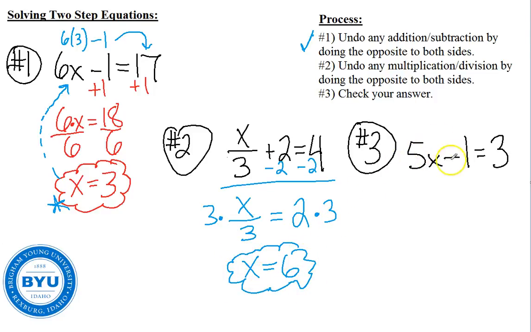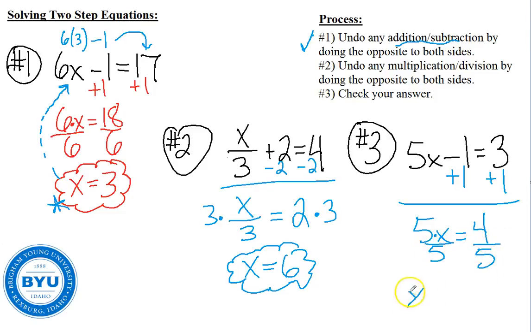This last one, 5x minus 1 equals 3. I'm going to undo my addition and subtraction first. So instead of minus 1, I'm going to plus 1 to both sides. When I do that, I get 5x equals 4. I'm going to now need to undo this times by 5. To undo times by 5, we divide by 5. And I get x equals 4/5. The answer on this one is a fraction. You could also write it as a decimal, which you would have got as 0.8.